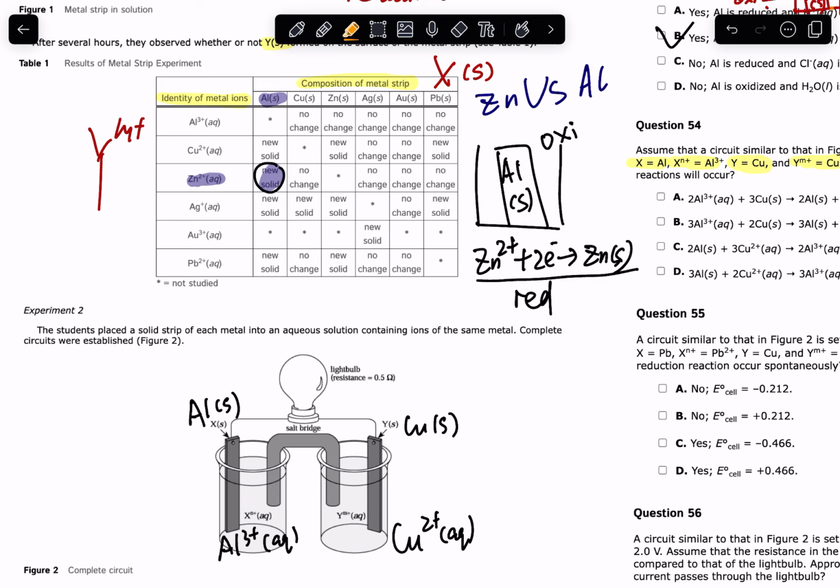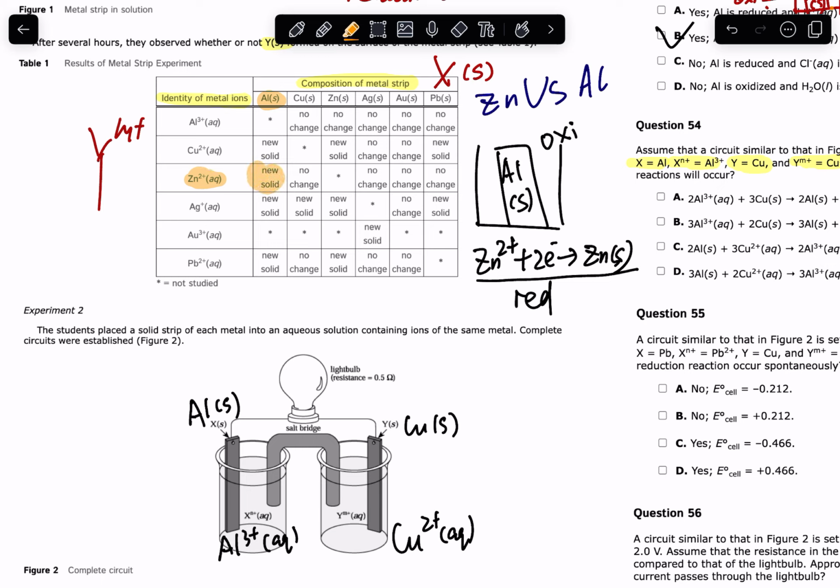So let's see. I have a zinc here, and where's Al? Al's here. Oh, it's giving me no change again. I don't like that. So let me actually find Al here, and then where's my zinc?